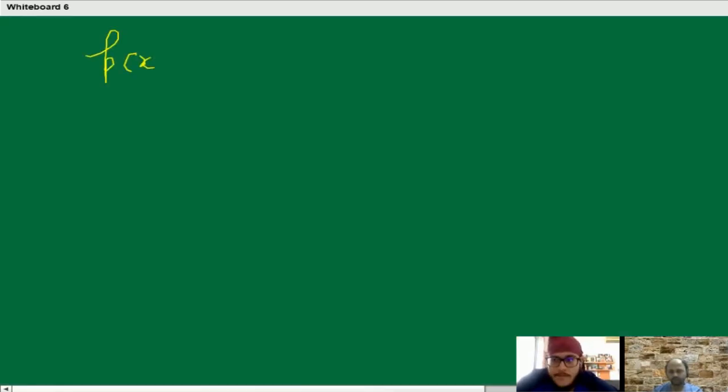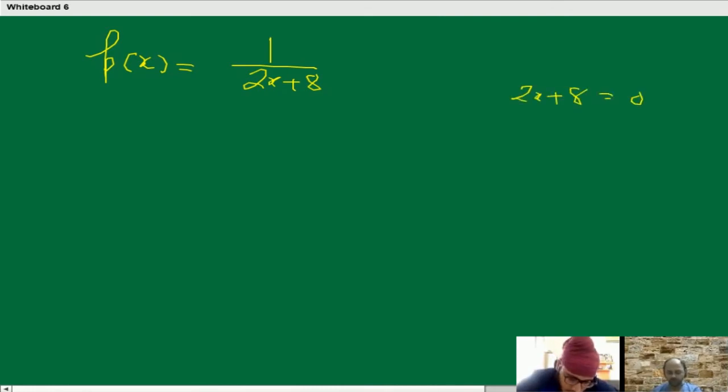If we say p of x is going to be 2x plus 8, let's find out. X is 4? Let's try one more time. It won't be 4. It should be... So, 2x plus 8 equals 0. So what would be the value of x?